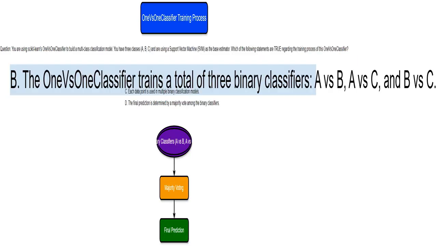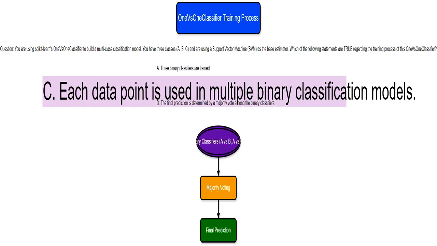Option B gets to the heart of how the 1vs1 classifier works. It correctly identifies the 3 binary classifiers needed, one for A versus B, one for A versus C, and one for B versus C. This covers all possible pairings of our 3 classes. This is absolutely true. Think about a single data point labeled A. It's used in the A versus B classifier and the A versus C classifier. Each point contributes to multiple binary comparisons.